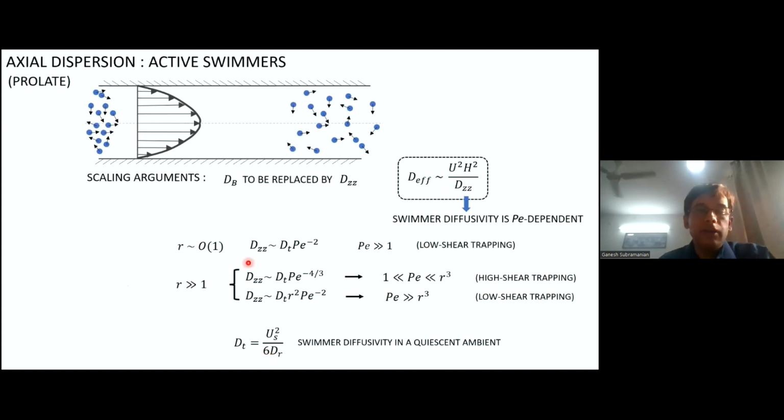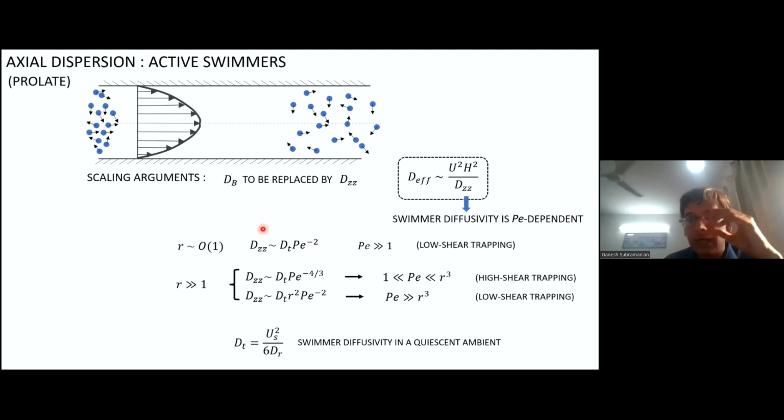And like I said, it's natural to inquire what happens for the active case. The intuitive thing would be to do what I've done here. In other words, I've replaced the thermal diffusivity by the gradient direction diffusivity, which was the focus in part 1. So the intuitive thing would be to replace the original thermal diffusivity by the swimmer diffusivity, which is no longer thermal in origin and, as we saw, can be dependent on Peclet, and I will get the axial dispersion as a function of Peclet.